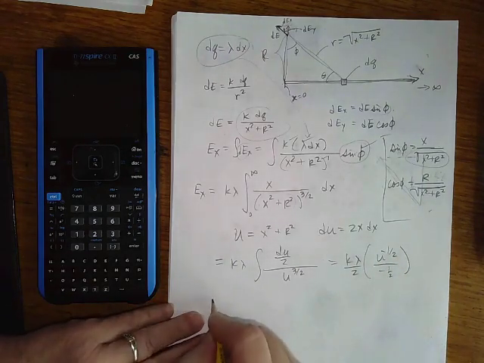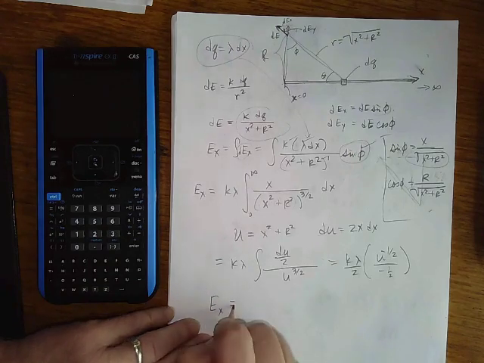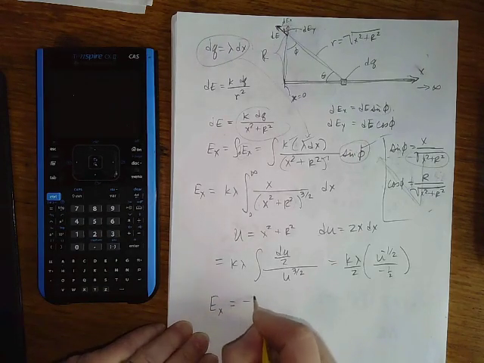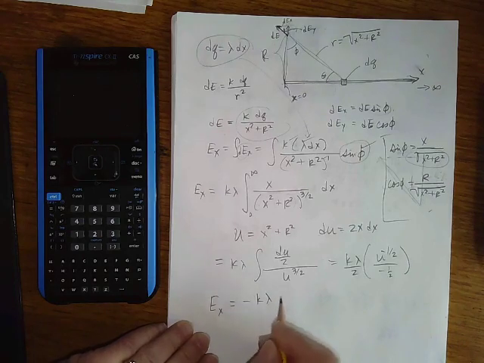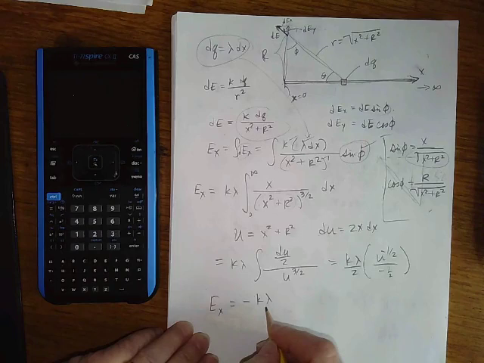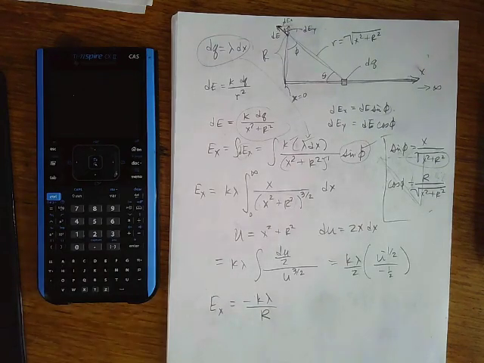Okay, and so we end up with E_x, if we plug everything in and plug in our limits 0 to infinity, take the limit as x goes to infinity, ending up with negative k lambda over r.